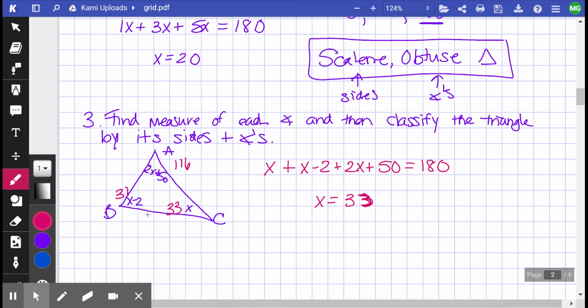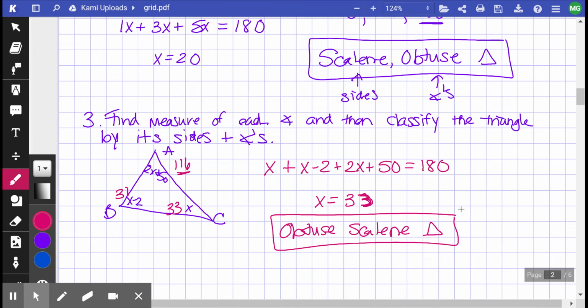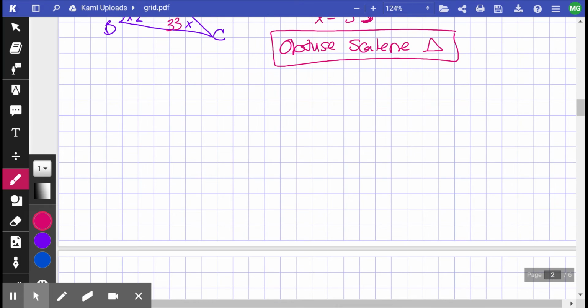So based off of that, I have 3 different angle measurements. So I know I'm going to have a scalene triangle. So 3 different angles means 3 different side lengths. And I have one obtuse angle, 116. So this one, again, would be an obtuse scalene triangle, or scalene obtuse, doesn't matter for that one. Okay.